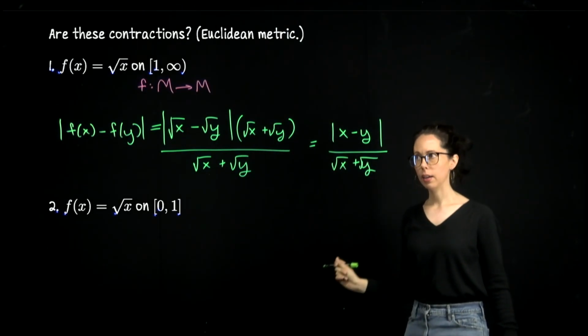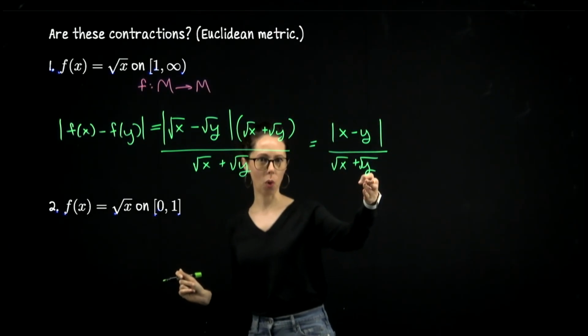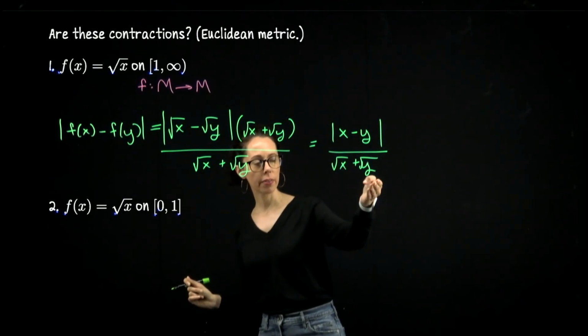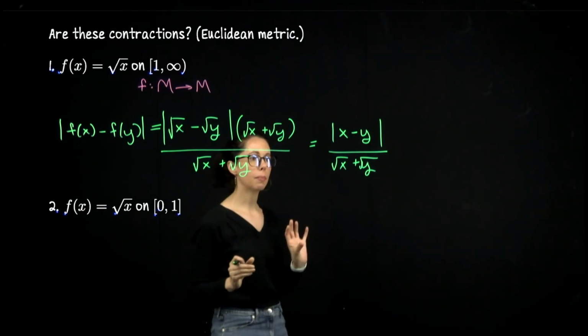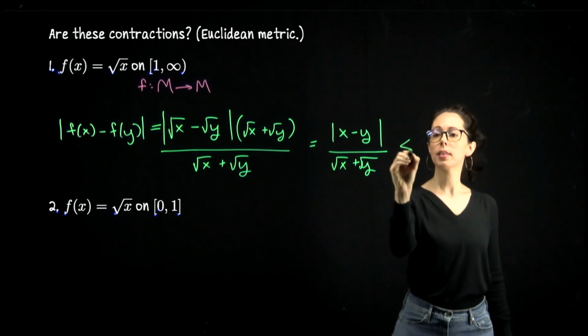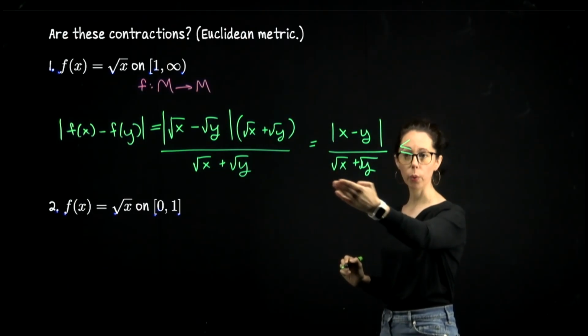But if you look back at the domain, both x and y are greater than or equal to 1. If I took both of these numbers and went down to 1, we'd be making the denominator smaller. If anything, that makes the fraction bigger. So this is less than or equal to the same expression, but replacing both of these terms in the bottom with square root of 1.